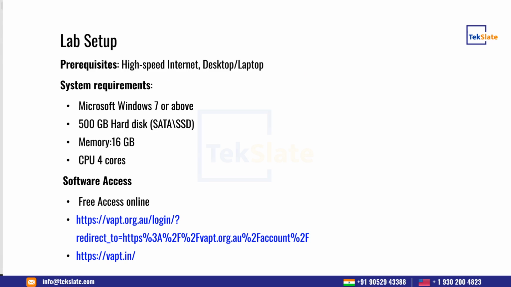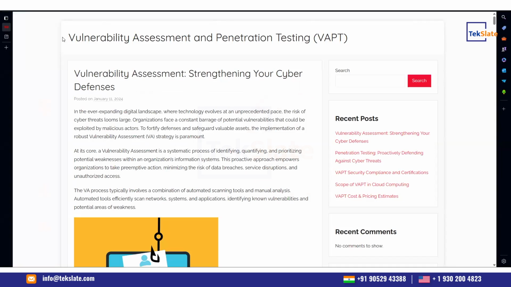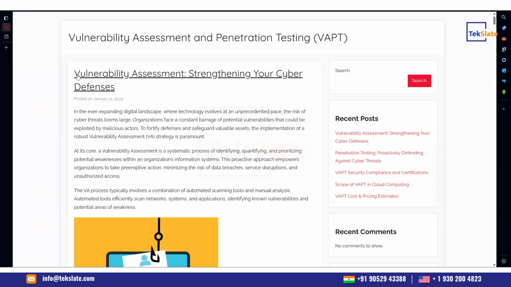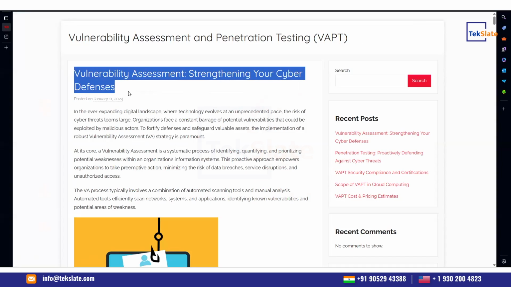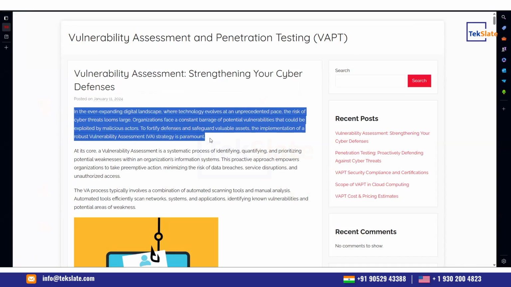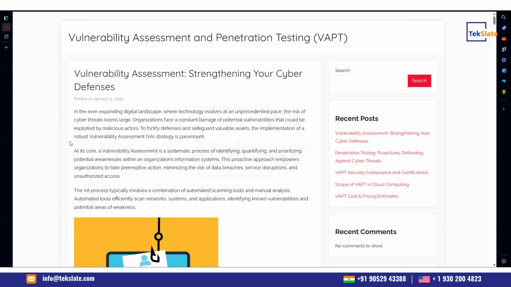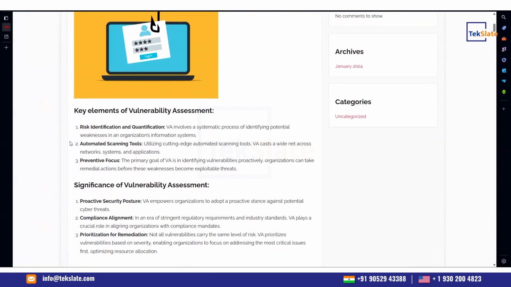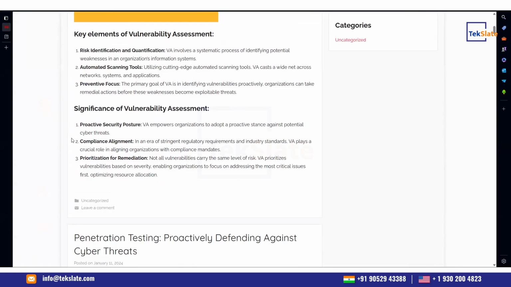As we can see here, vapt.in is the website where you will get the basic information about VAPT. Here, vulnerability assessment is the VA in VAPT. First we'll do the vulnerability assessment. We'll assess the vulnerabilities in the network, website, or infrastructure of the organization. Here you can learn the process, the techniques, and the preventive measures used by the organization. These are the key elements of the vulnerability assessment.